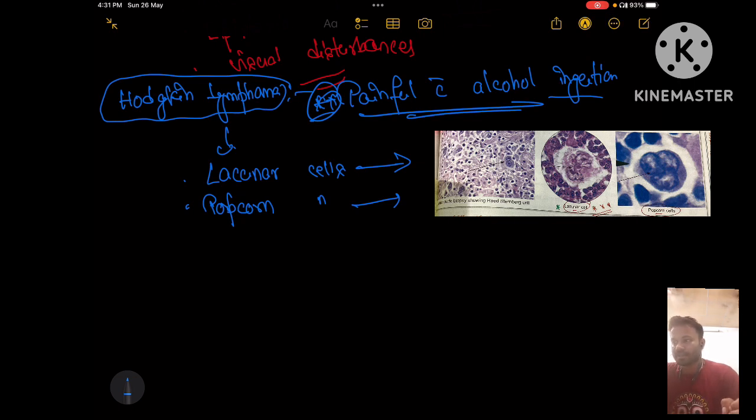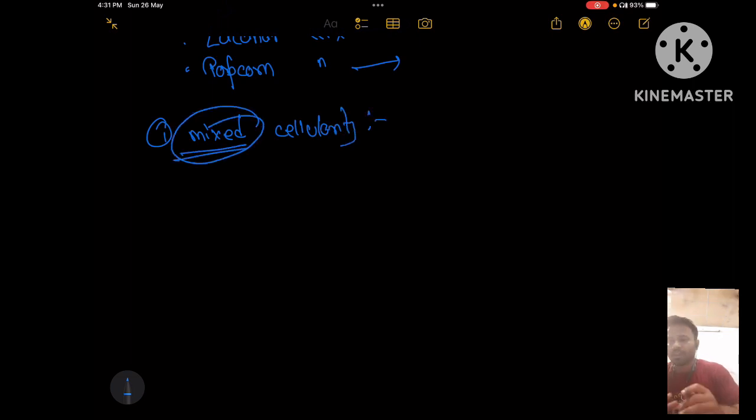Next, subtypes of Hodgkin lymphoma. Mainly we should remember three or four subtypes. First is mixed cellularity. Mixed cellularity is most common in India. It is an important point. Next, nodular sclerosis.